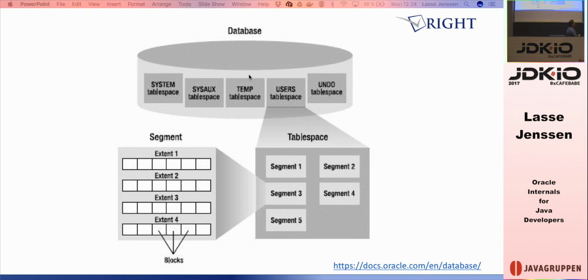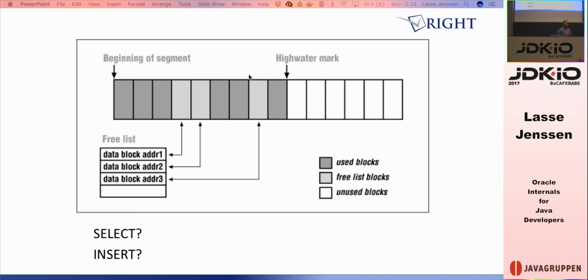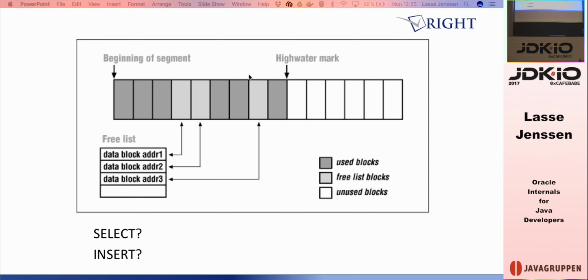Each segment consists of extents, which are continuous Oracle blocks. If I have a table like this, some blocks will have data in them, and some will be free. If I do a select, a table scan, what happens? Which blocks do I read? Every block, up until the high water mark, as far as I have ever put some data. So if you delete all your data and still do a full table scan, like a batch job, you would read the whole thing. So if you often delete a lot of data, make sure you reorganize that table and remove that high watermark to where it belongs.